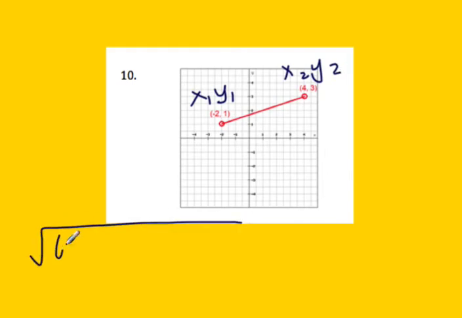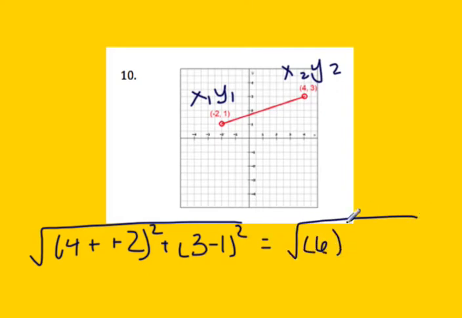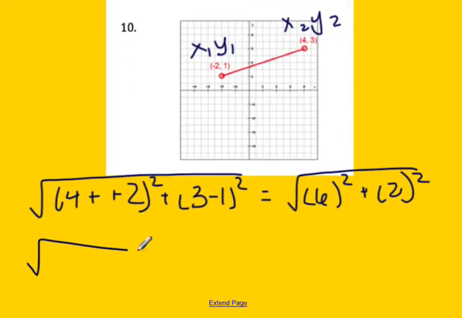So I have x2 minus x1. When you subtract a negative, it becomes plus a positive. y2 minus y1. So then I'm going to get 6 squared plus 2 squared. So then I end up getting 36 plus 4. Add those together and I get the square root of 40.